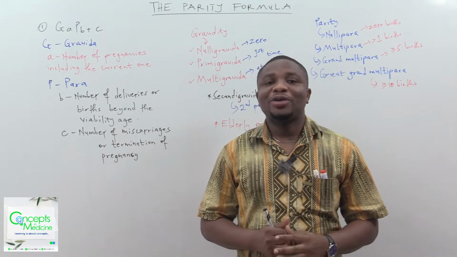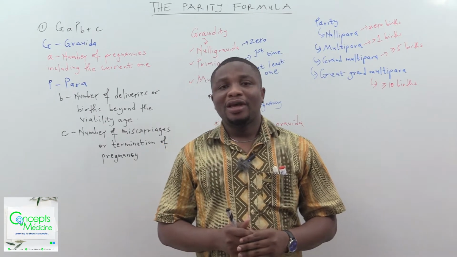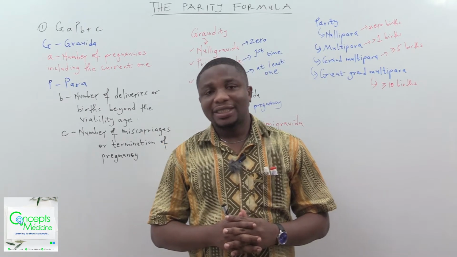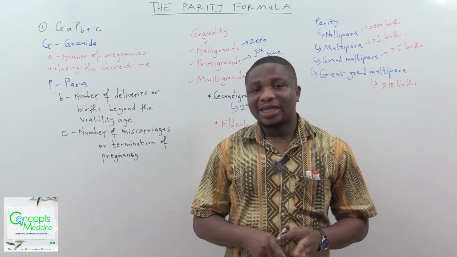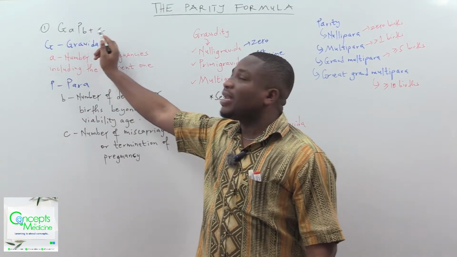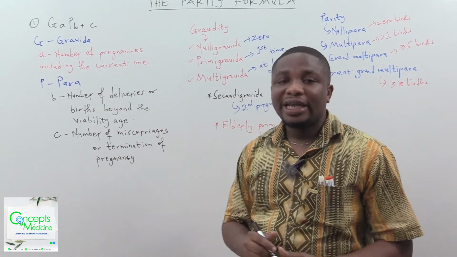In today's tutorial, we are going to be looking at the parity formula. In the parity formula, we are going to have a look at two methods. We start with the first one, that is G subscript A, P subscript B plus C. And each of the values in there has a meaning.